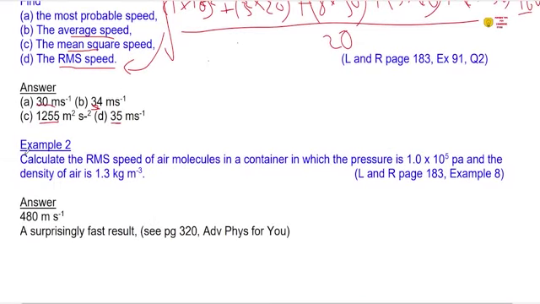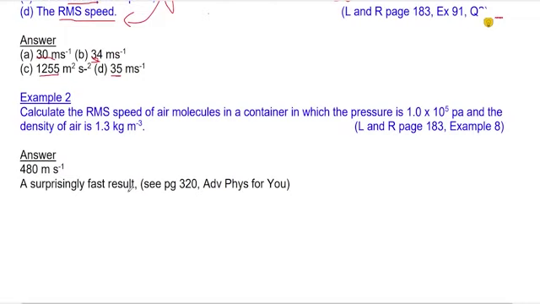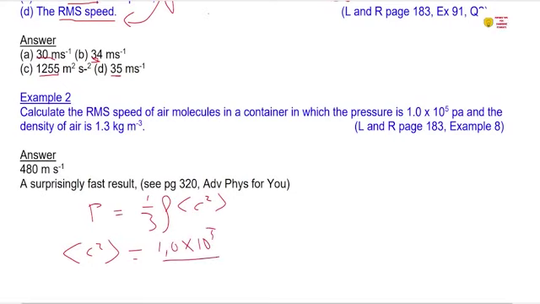In the second example, we are asked to calculate the root mean square speed of air molecules in a container in which the pressure is this and the density of air is that. So what we're going to do there is apply the equation P is equal to 1/3 rho times the mean square speed. We are given the pressure, so we first find the mean square speed, which is going to be equal to 1.0 times 10 to the power of 5 pascals over the density, 1.3 kilograms per meter cubed.